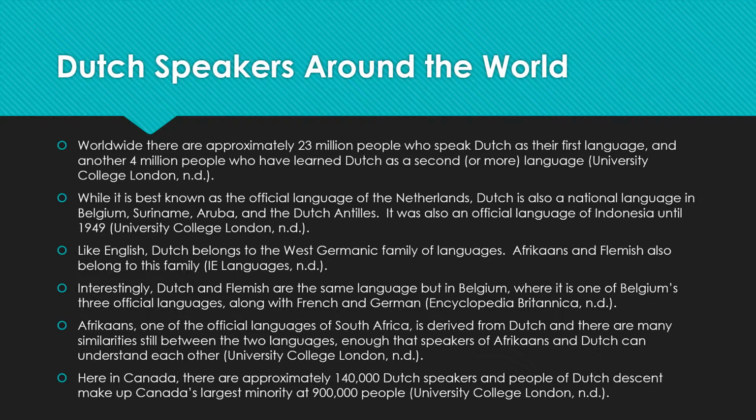Like English, Dutch belongs to the West Germanic family of languages. Afrikaans and Flemish also belong to this family. Interestingly, Dutch and Flemish are the same language. It's just called Flemish in Belgium, and Dutch everywhere else in the world. I also didn't realize that Afrikaans is derived from Dutch, and so a Dutch speaker and an Afrikaans speaker can have a conversation even without knowing each other's languages because of the similarities.